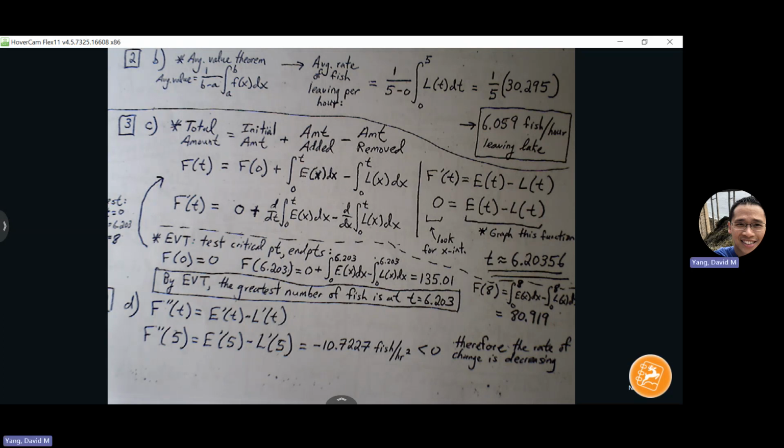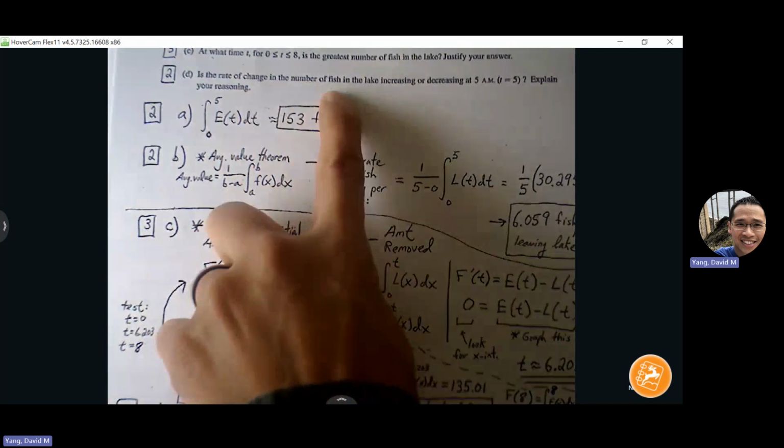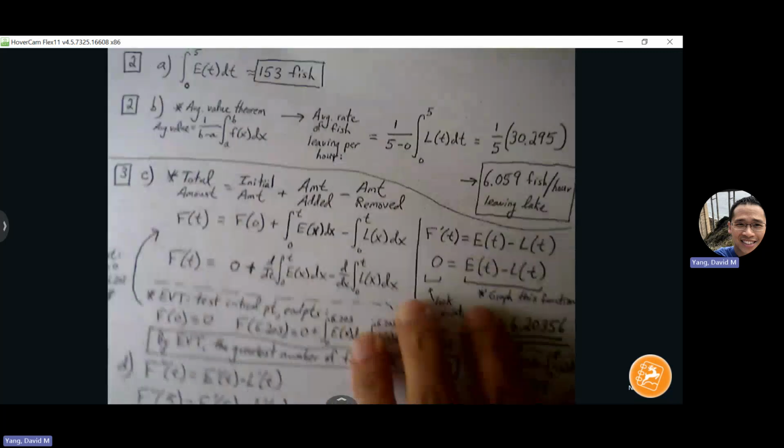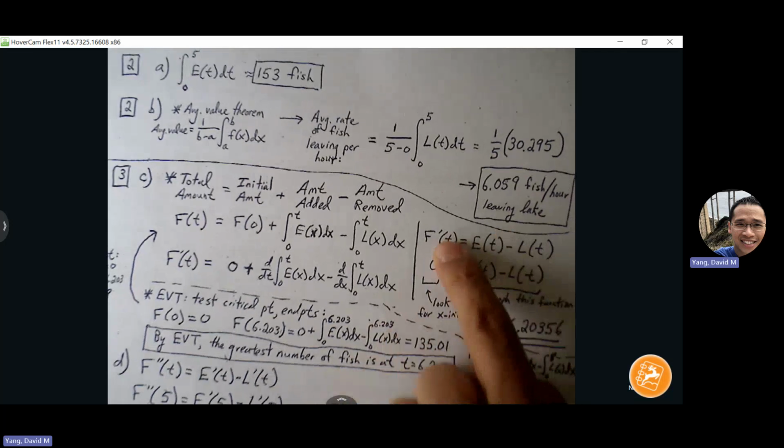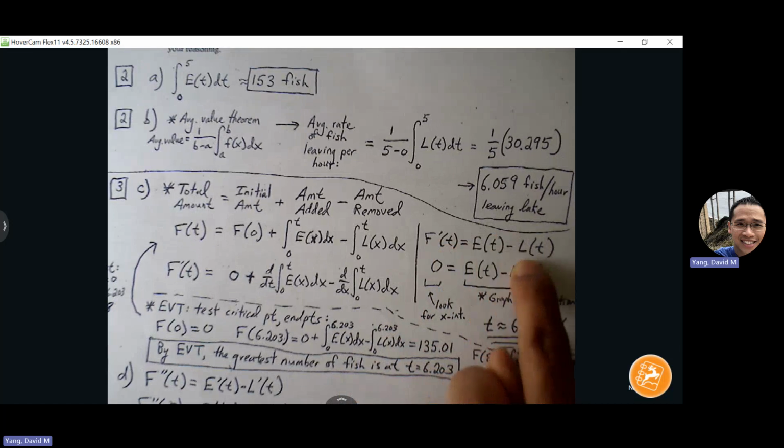Part D says, is the rate of change in the number of fish increasing or decreasing? So we see the need for the rate of a rate. We know the rate of change is at the f prime level. So if it's asking whether that rate is increasing or decreasing, we've got to get to the f double prime level. F double prime is just E prime minus L prime.